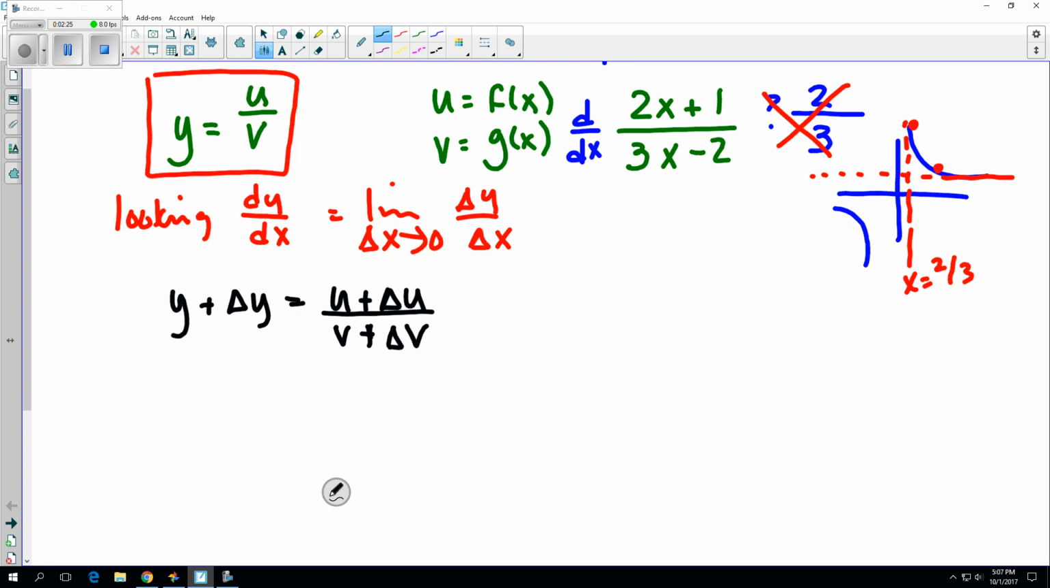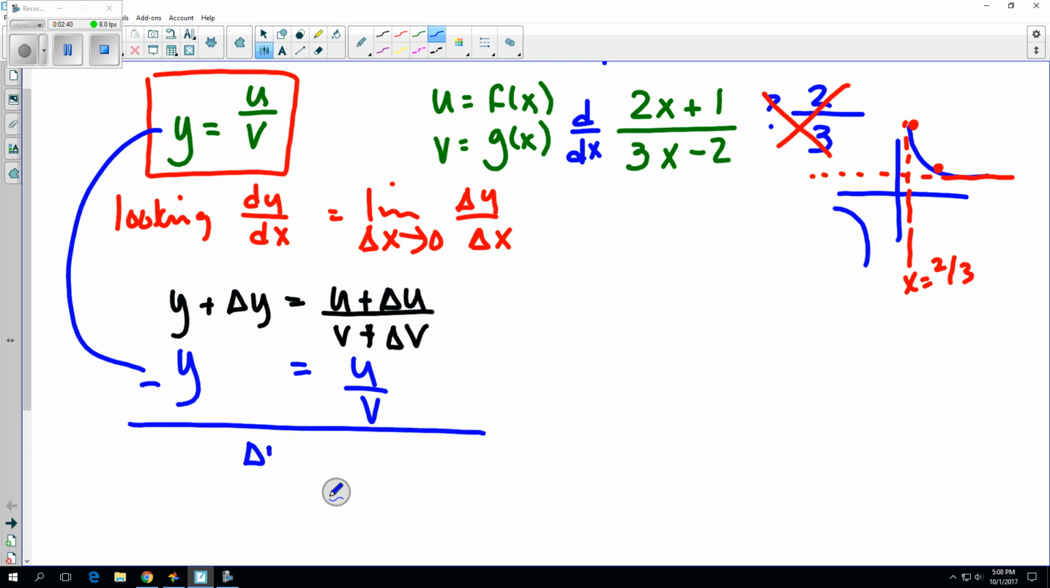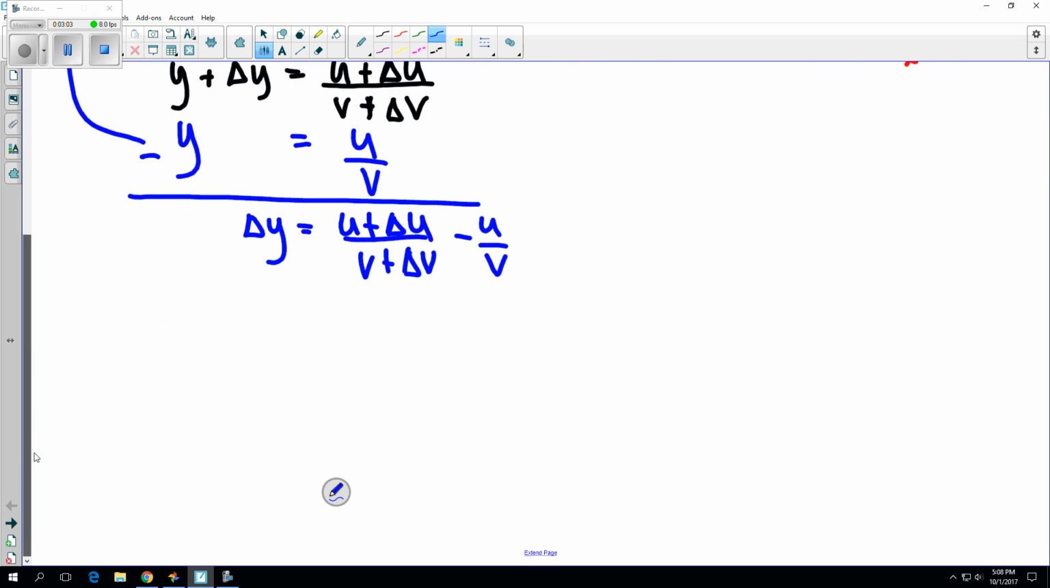Well, okay, I've got a change in y. I really don't want the y, but I now know what that is because I've defined it earlier. So y is equal to u over v. To get rid of it, I'm going to subtract, and I have the change in y equals u plus change in u over v plus change in v. And then I have this minus u over v, because that's what I was doing. So I'm going to put that minus u over v, kind of line it up here, minus u over v. So now what I'm wanting to do is subtract those. I like that I have a change in y.